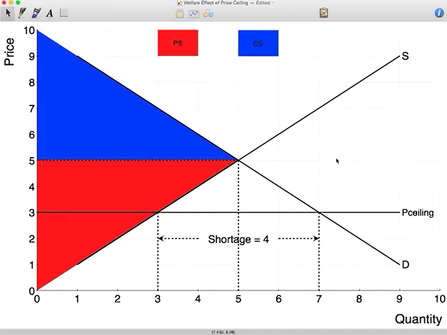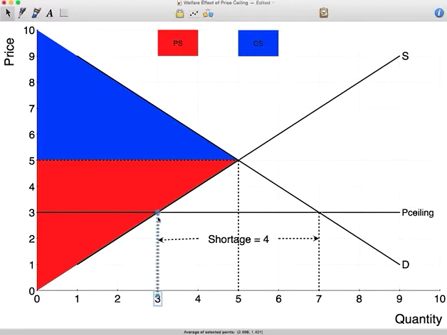Also, let's take a look at what is going to be the welfare effects. And when I say welfare effect, what I'm saying is what's going to happen to total surplus, what's going to happen to producer and consumer surplus. The way you do that is that at the quantity where the price ceiling hits the supply curve, move that line.